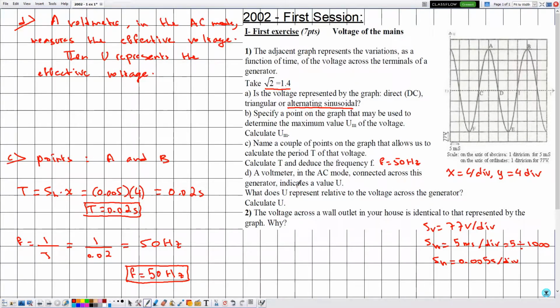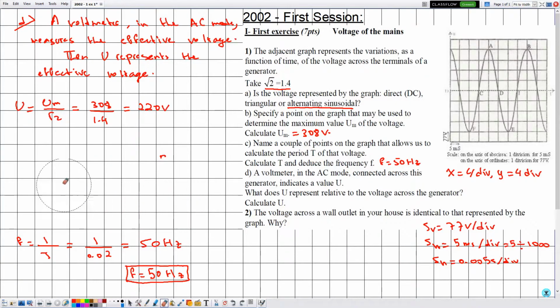And they are telling me to calculate U, knowing that U maximum is 308 volts. So U is equal to UM divided by square root of 2. The value of UM is 308, and the value of square root of 2 is 1.4. Plugging this on the calculator, it gives me 220. Since UM is in volts, the value of U will be in volts also. Then the value of U is equal to 220 volts.